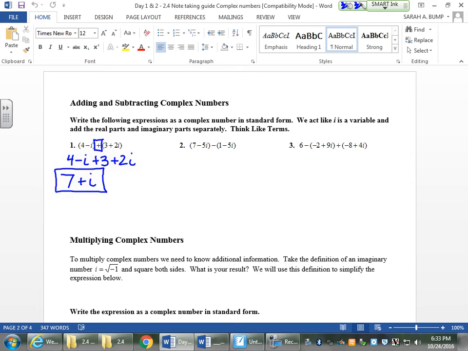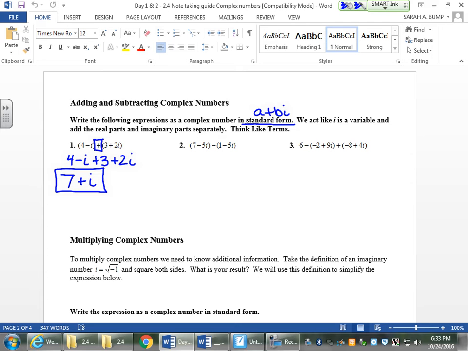That's done. If you look at the directions, it does say we want the answers in standard form. That's in the a plus bi format. So the real part, then the imaginary. Make sure you're paying attention to that plus sign in the middle. A lot of students will try to distribute this out and multiply them when it's not a multiplication example.